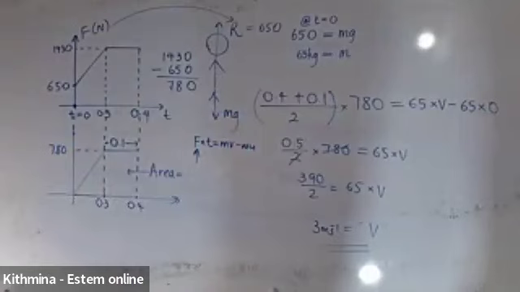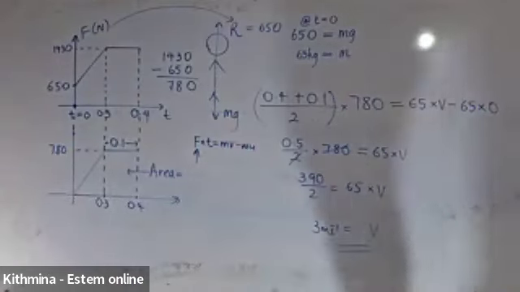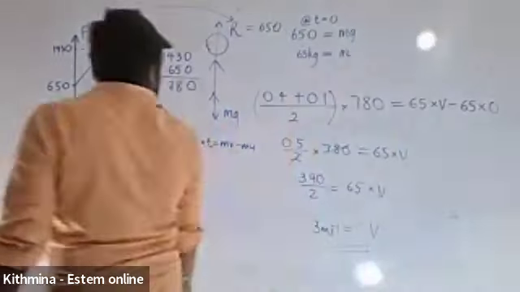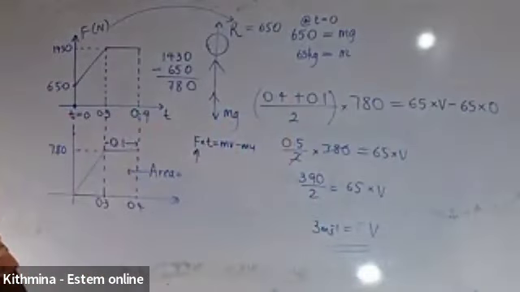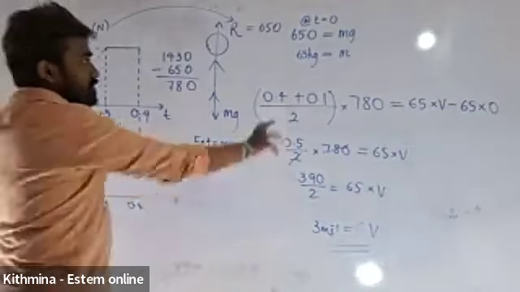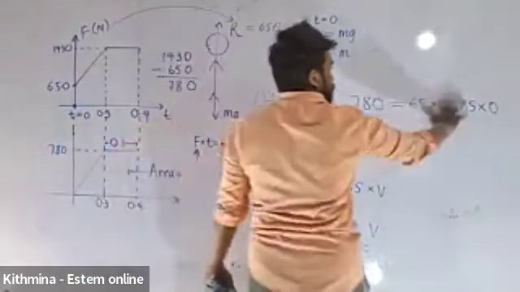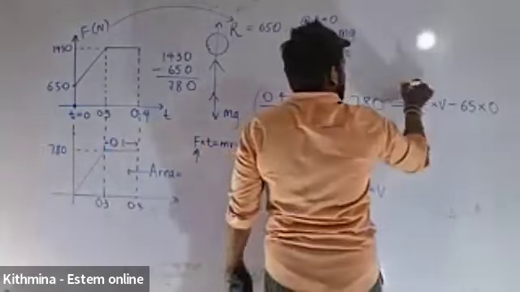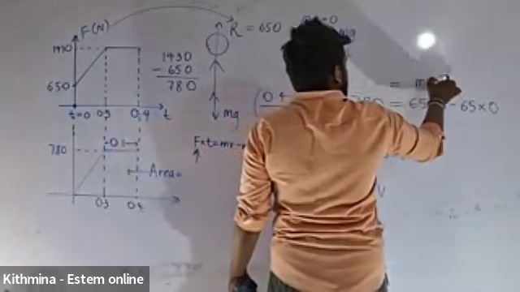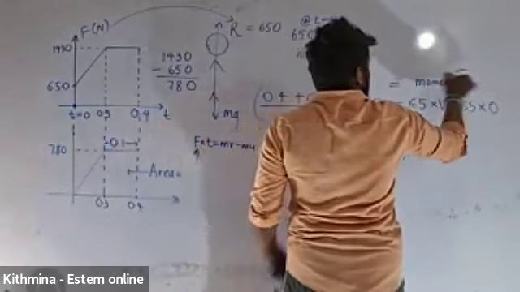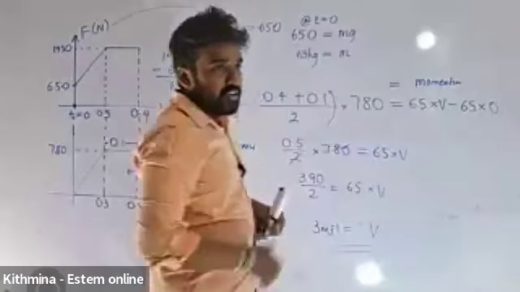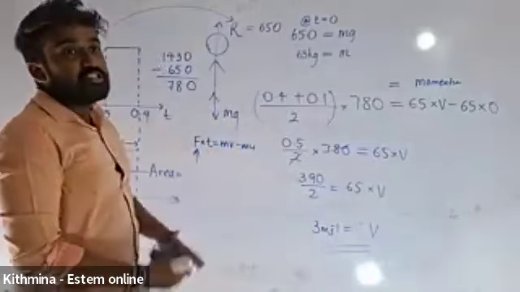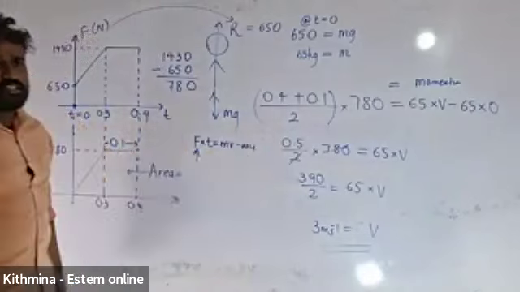Where did zero come when considering the trapezium area? Zero, what zero? This is the trapezium area. This is not. This is the momentum change. When we get the momentum change, the initial condition is zero. That's right.